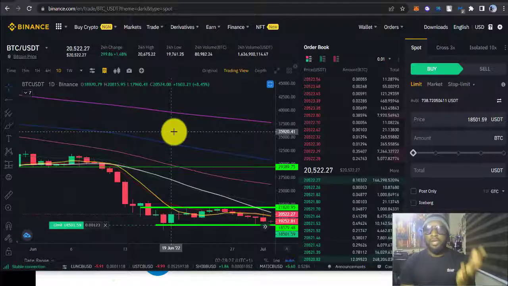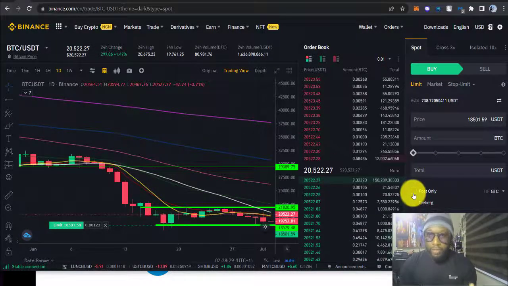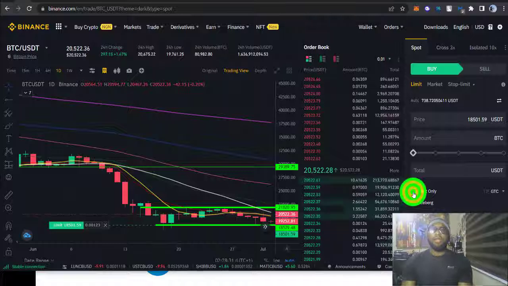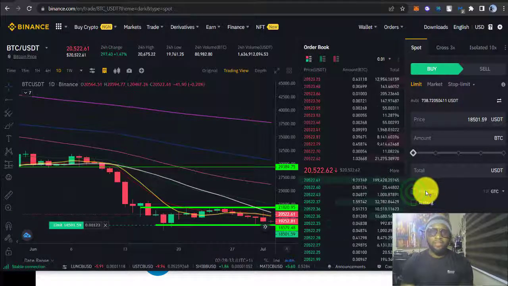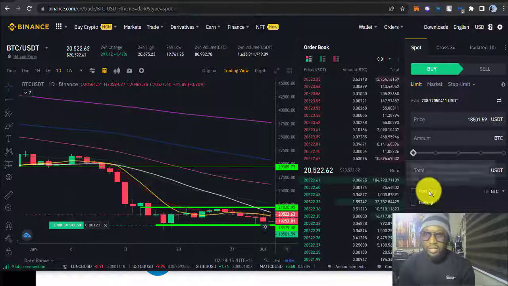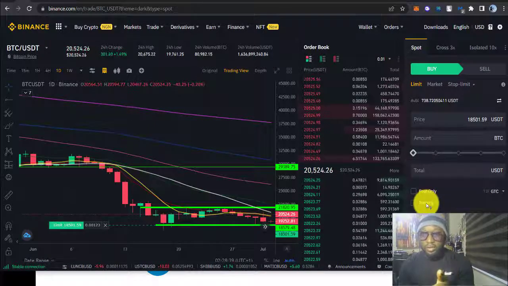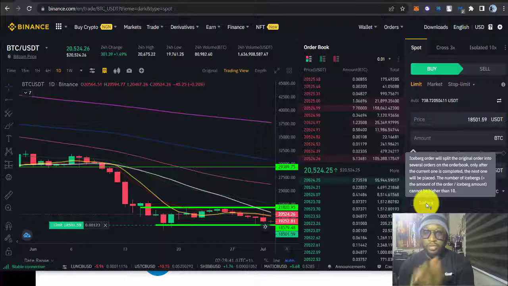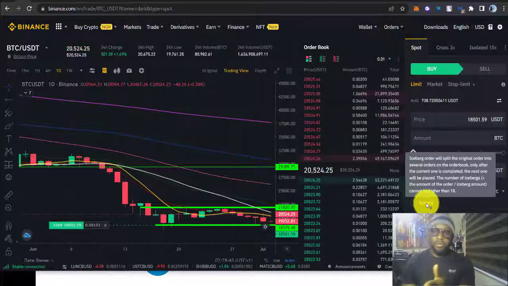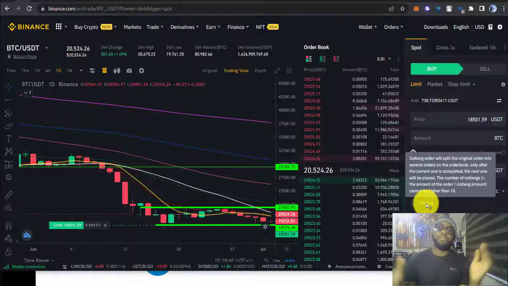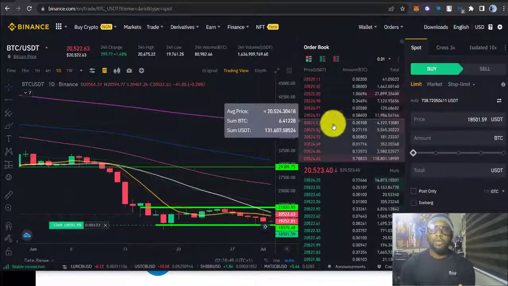We're going to be exploring what I just said. I talked about post only order. I think you can even get a summary if you hover your mouse over the post only; it will give you the summary of what it does. Likewise, iceberg, it will give you the summary of what it does. I'm not going to be exploring post only and iceberg right now. I'm just going to be talking about stop loss.